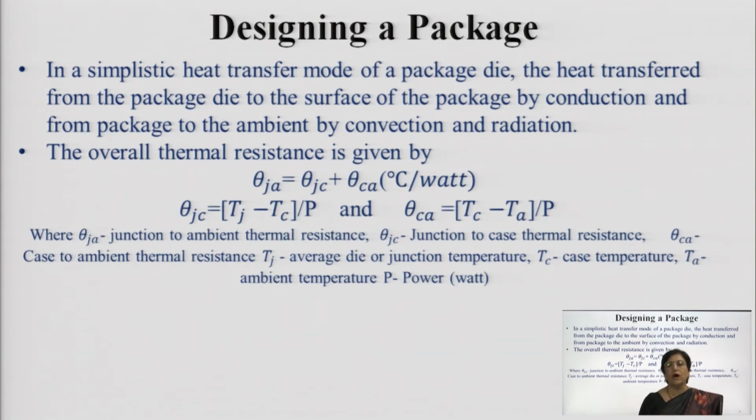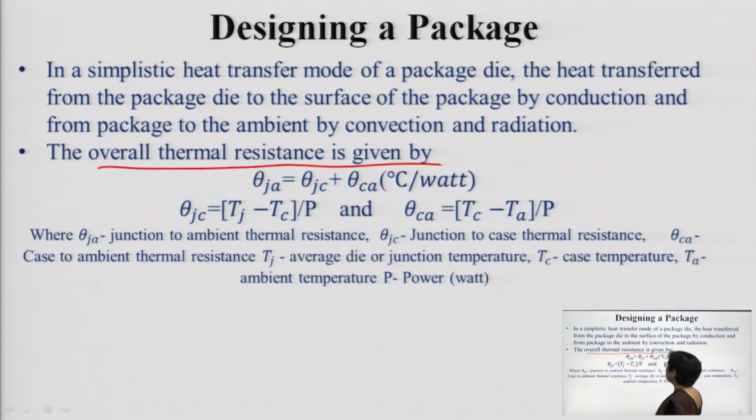So how to address those issues can be handled by taking into account the modeling of those heat transfer modes, and that heat transfer is divided into different categories. First is the junction to the surface of the package, from the package die, that is transfer of heat by conduction. And the second phase is from package to the ambient, and overall this is calculated by calculating the thermal resistance.